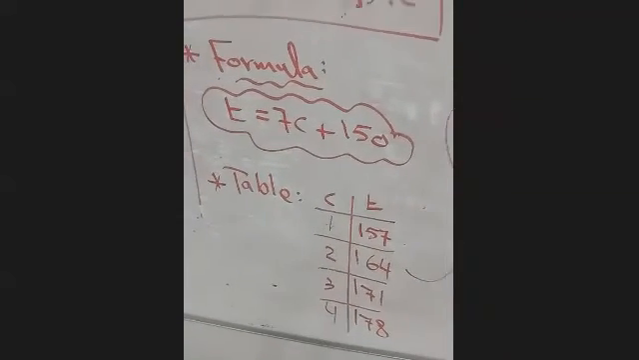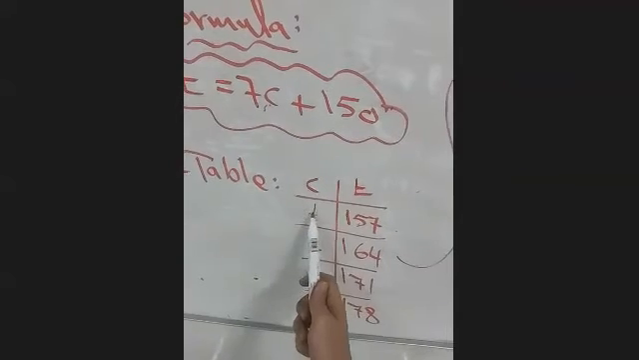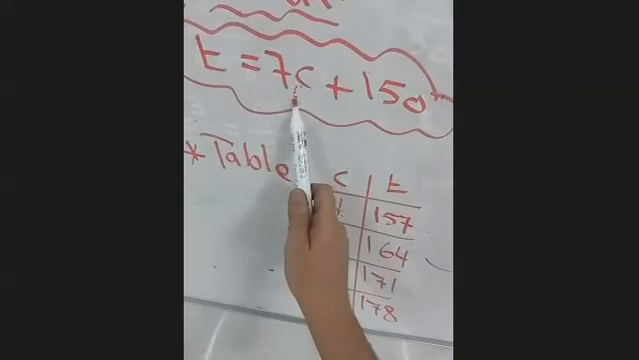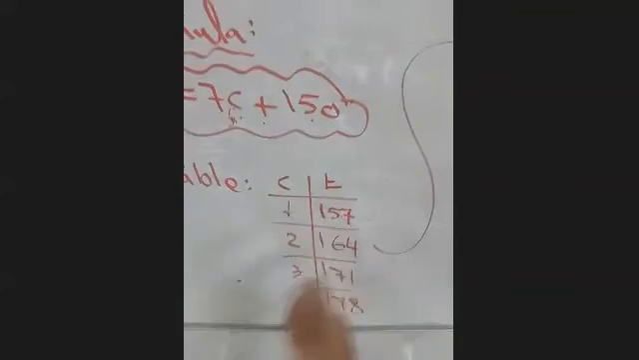What do we do? We do 157 plus 7. No. We replace C by the 1, right? Oh, yes. What will it be? It will be 7 plus 150. 7 multiply what? Multiply by C, which equals 1. So 7 multiplied by C equals 7. 7 plus 150. We put 1 here. We say 7 by 1 is 7, plus 150 is 157.